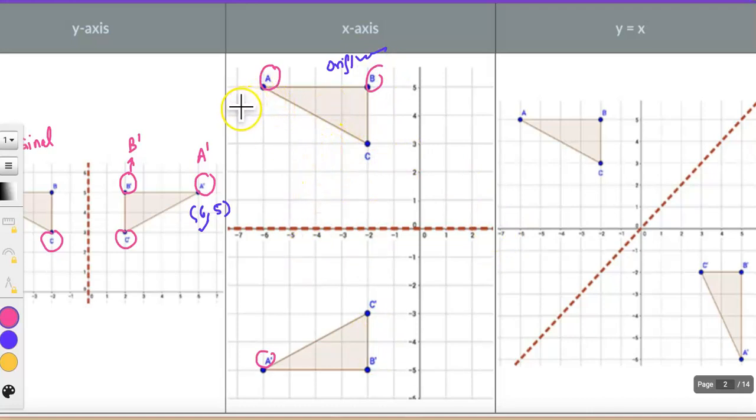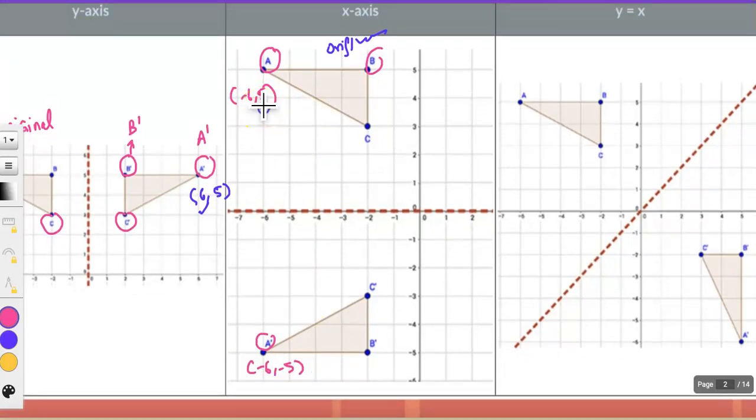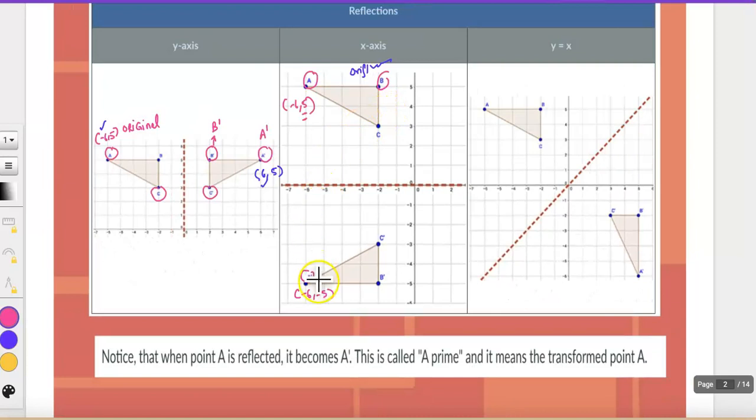So let's see what is the change in the coordinates of A. Right now the coordinates of A are -6, +5, and when it reflected, what happened? My -6 stays, but the +5 changed to -5. So the important thing to pay attention to is that when you are reflecting across the x-axis, your y coordinate changes. Along the y-axis, what was happening? X was changing. Along the x-axis, your y value changes.